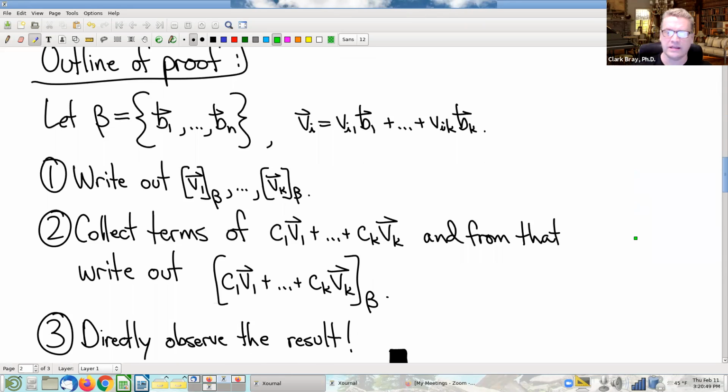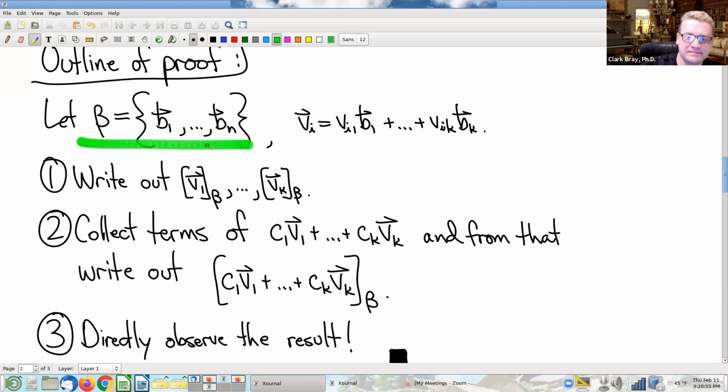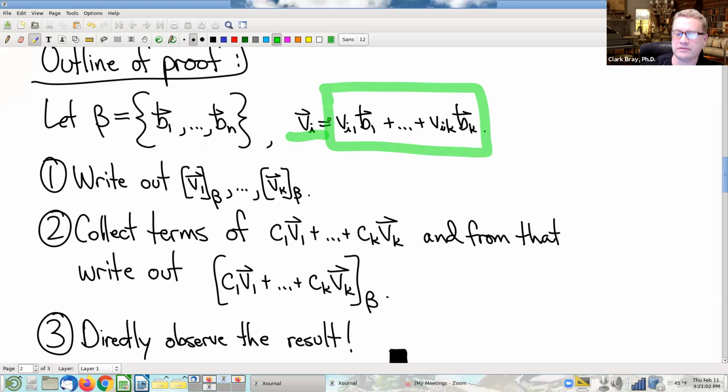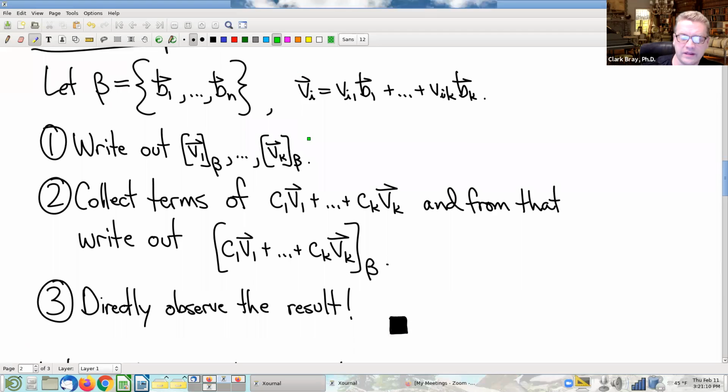We're just going to say, look, these vectors that we're interested in, if you have a basis, given a basis, those vectors that we're interested in are going to be some linear combination of those basis vectors. Let's give those coefficients names. And with that, we can proceed to just write out a few things.